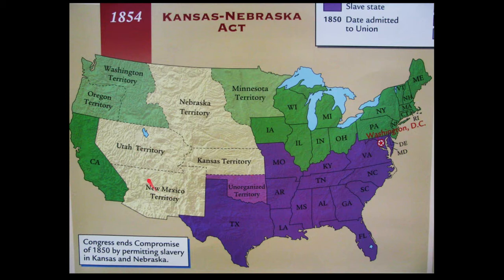Remember, in the Compromise of 1850, they were going to use popular sovereignty in this area, the rest of the Mexican cession. Now they say we're going to have popular sovereignty in all of this area on the map. What's left over of the Louisiana Territory, basically, all of this is going to be popular sovereignty.